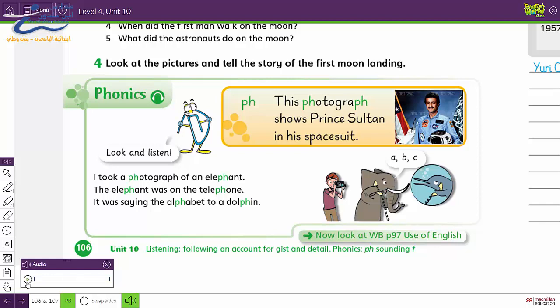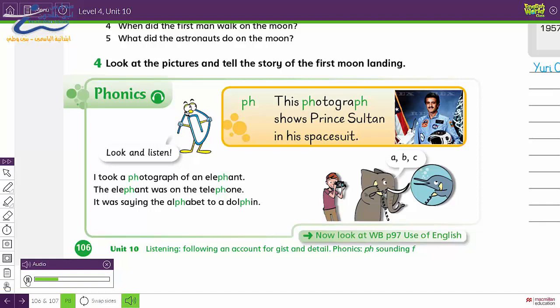Listen again and concentrate on the highlighted letters. Pupils Book, Unit 10, page 106. Phonics. Look and listen.